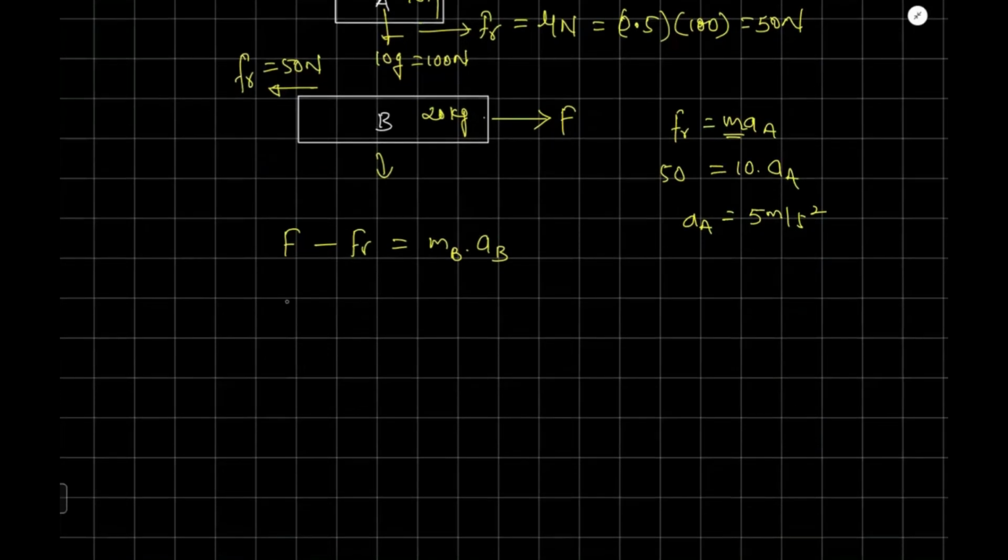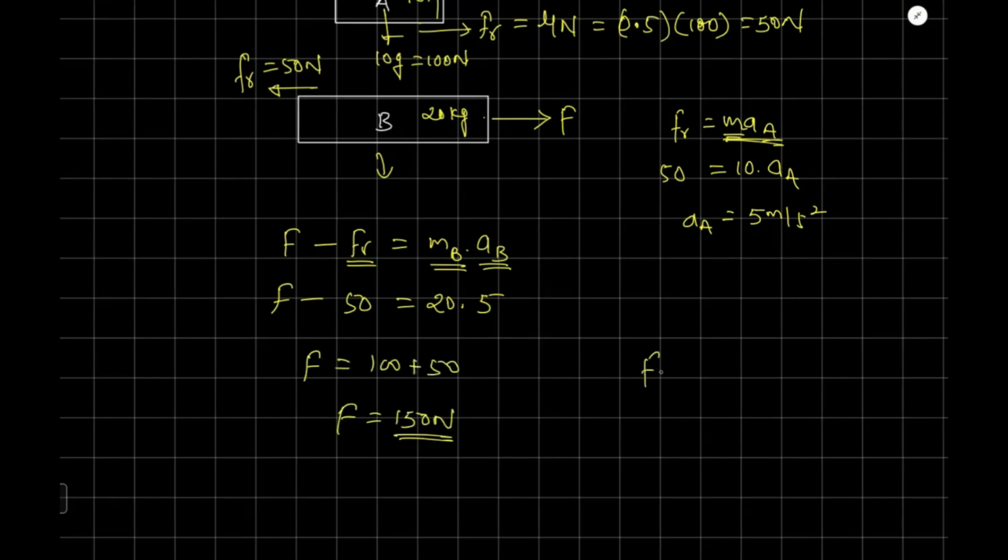So what we can see here, F minus Fr. What is the friction force? The friction force is 50 Newton, and mass of block B is 20 kg, and acceleration of block B must be equal to the acceleration of block A, because it cannot be less than the acceleration of block A this time. So it will be 5 meter per second square. When you solve this one, you will get 100 plus 50. So F is equal to 150 Newton.